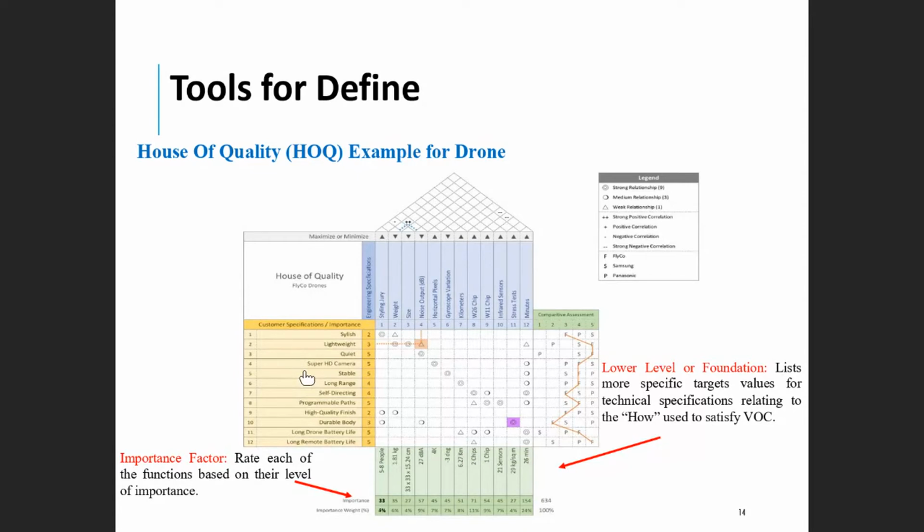Now we can start either from the body room or the top room. They are independent, so you can start with any one of them. So let's say that we are going to do the customer requirements against the technical requirements. So you start one by one.